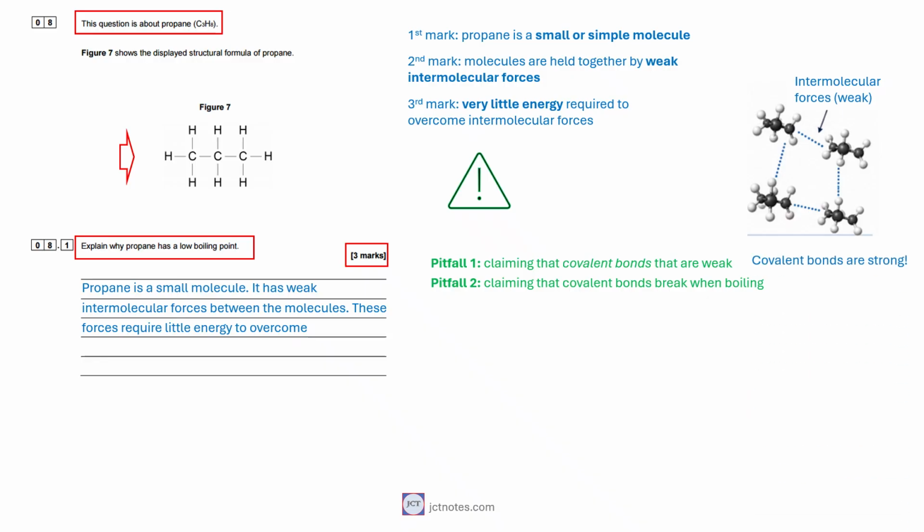The covalent bonds inside the propane molecule are incredibly strong and they do not break when propane boils. When propane turns from a liquid to a gas, the molecules stay completely intact. It is only the weak intermolecular forces between the separate molecules that are being overcome. The examiners explicitly stated they would not accept answers mentioning the breaking of covalent bonds.